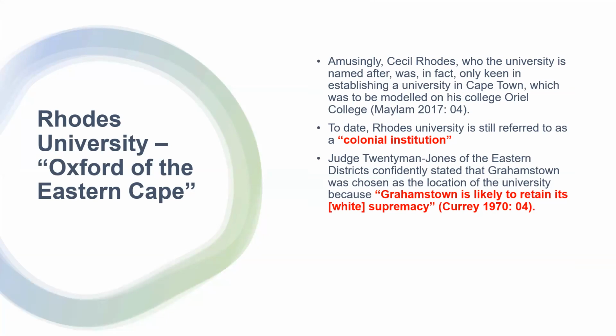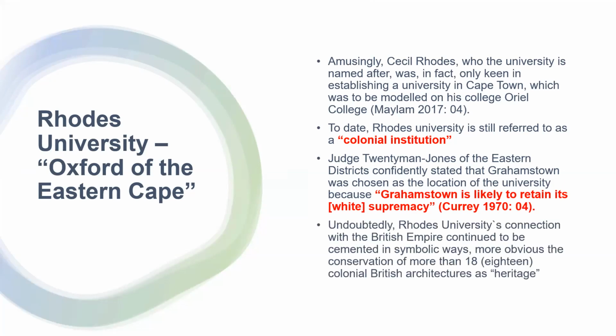Now this goes back to saying that architecture is not neutral. Architecture is a political statement. Therefore, when you are conserving and preserving architecture, you are also symbolically preserving the colonial stature of the university. Undoubtedly, Rhodes University's connection with the British Empire continues to be cemented in symbolic ways in the institution to date. More obvious is the conservation of British architecture, such as heritage.